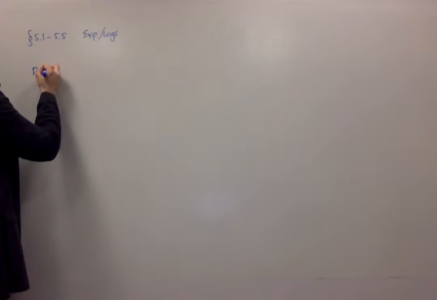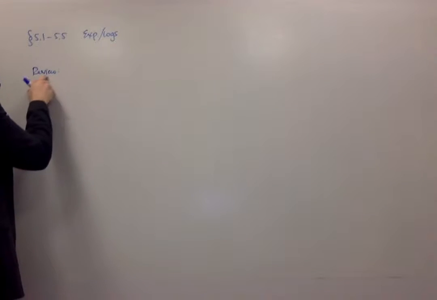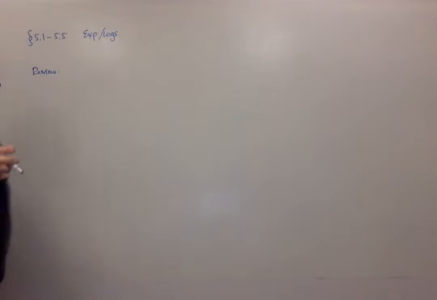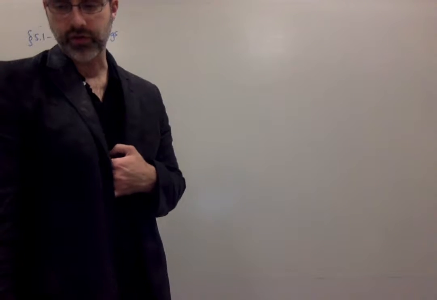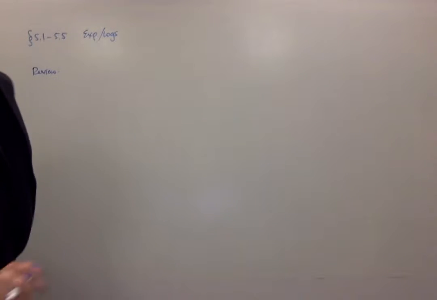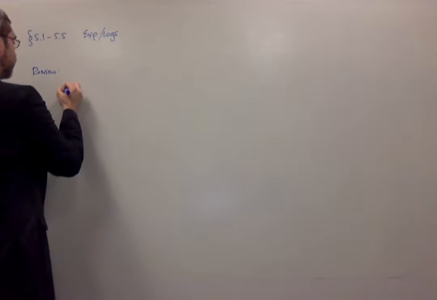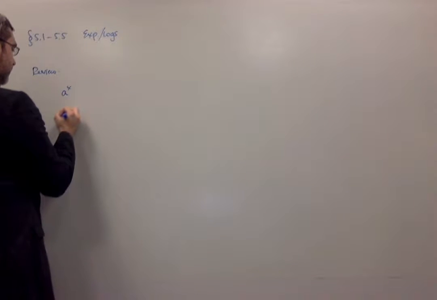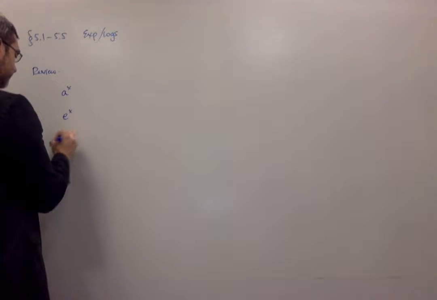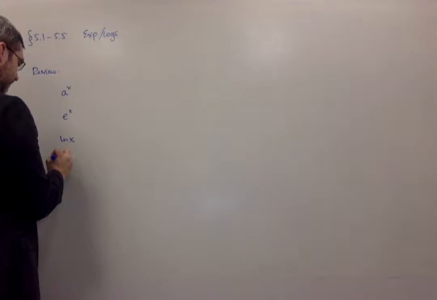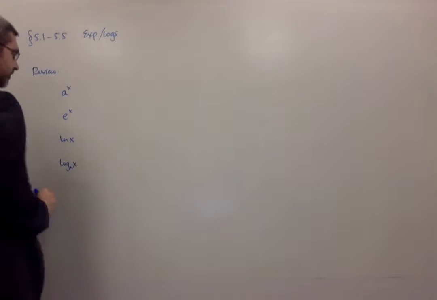Okay. So the first thing that I want to do here is just review a couple of different things. First of all, there's 4 functions. Well, there's actually 5, but I'm going to start with 4. There's the a to the x function, the e to the x function, the natural log function, and then the log base a of x function.